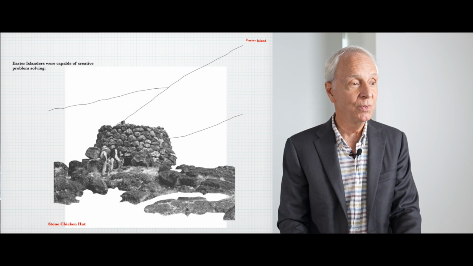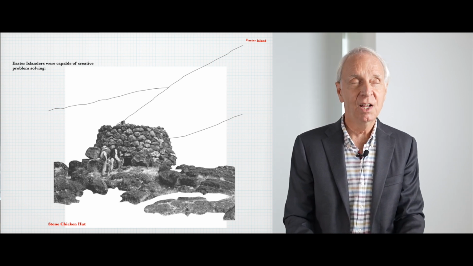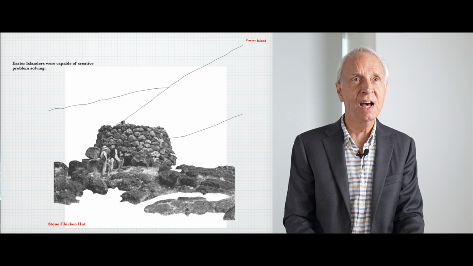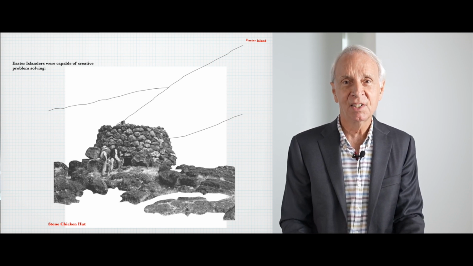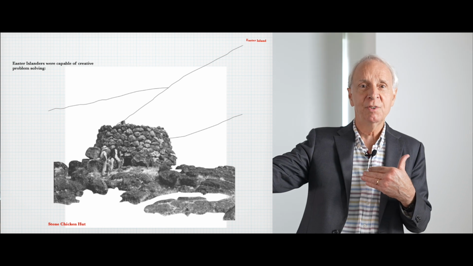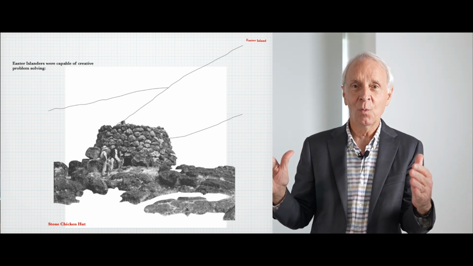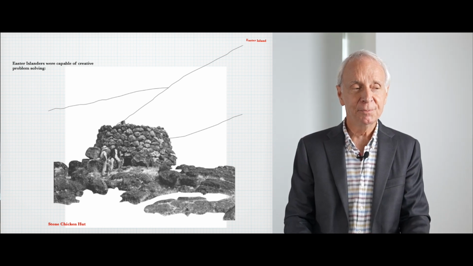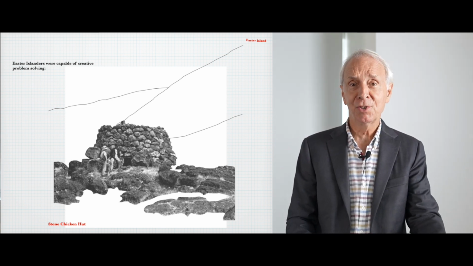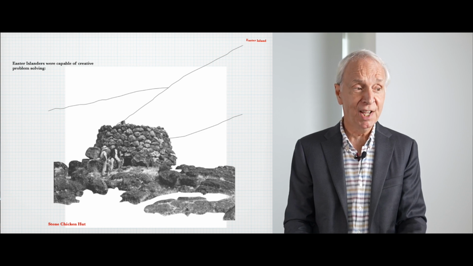This is one of their stone chicken huts, and there were like 1,100 of these chicken huts on the island. Some of them would be like 100 feet long, about 6 feet tall and about 12 feet wide, and they're made out of the stone that's there. This would be where their chickens lived. It would keep the chickens protected from the predators.